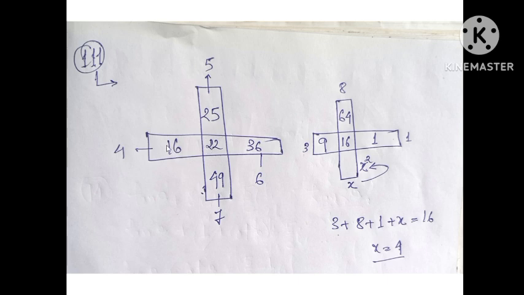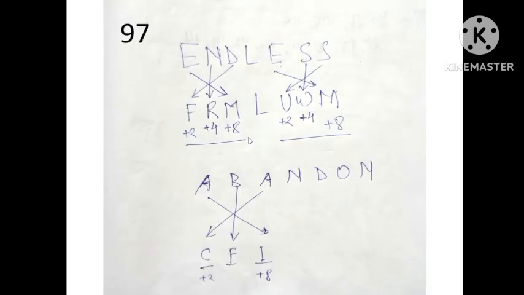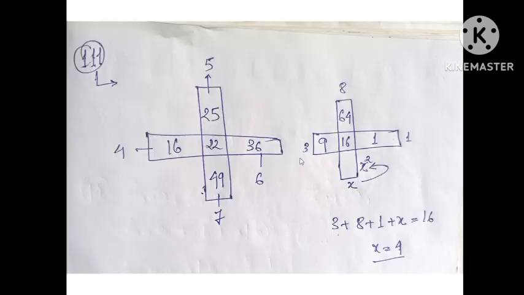By adding the square root of all the corner numbers, you will get the middle number. Same thing here also. The missing number you will get here by this process only. Okay, so what is it? Let us find. So what are the corner numbers here? 9, 64, 1. Here it is missing.